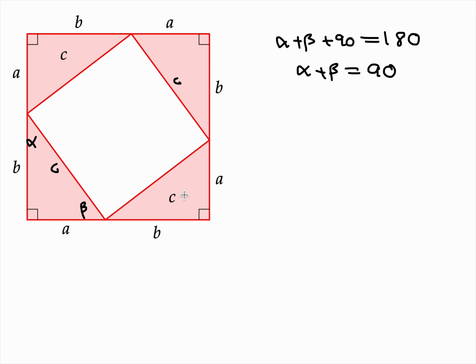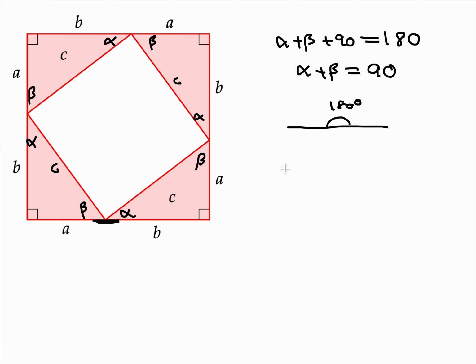And we also know that this is alpha, this is beta, this is alpha, this is beta, this is alpha, and this is beta, since we just sort of copy-pasted this triangle in 4 different spots, so the angles are also going to be the same. Now consider this straight line right here. We know that something on a straight line has to have angles that sum to 180 degrees.